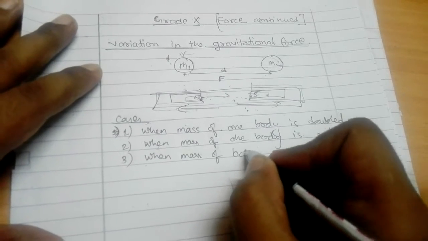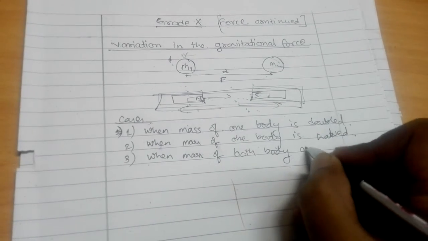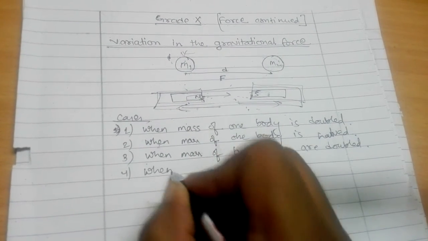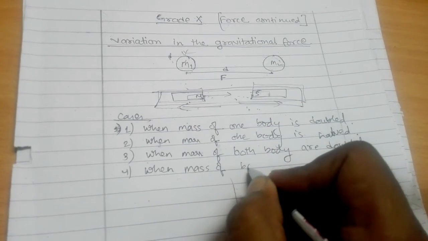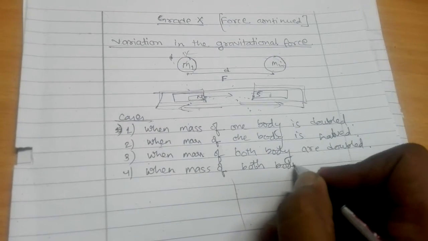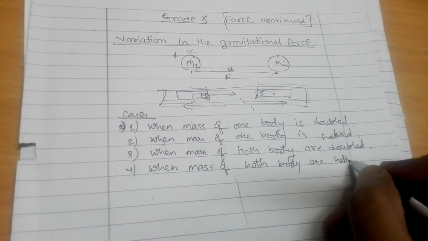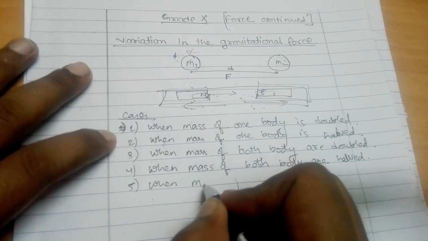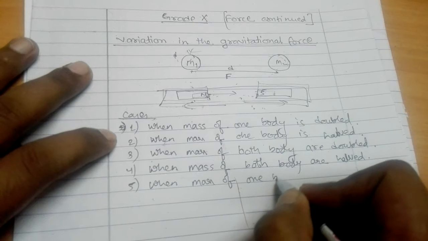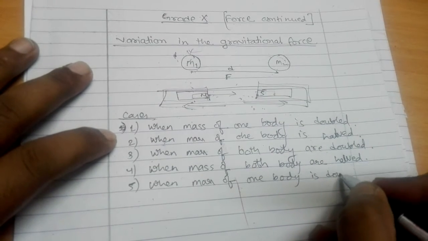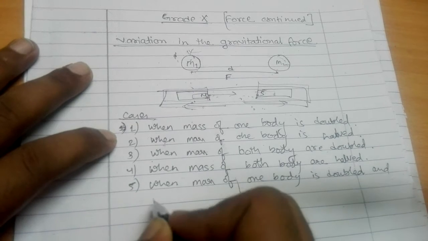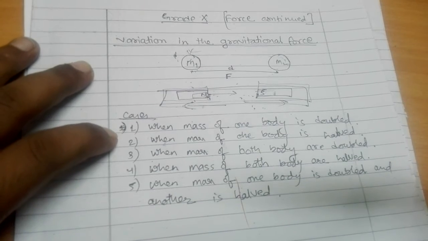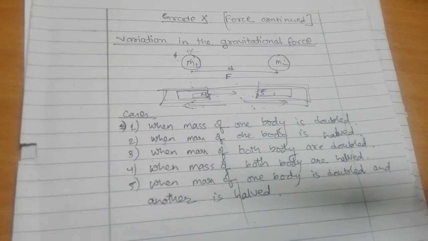When the mass of both bodies is doubled, and when the mass of both bodies is halved. These are in terms of mass. Similarly, when the mass of one body is doubled and another is halved. These are the questions or cases related to mass.